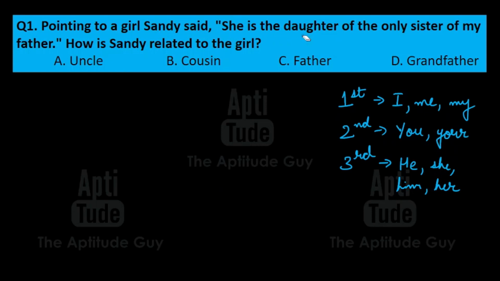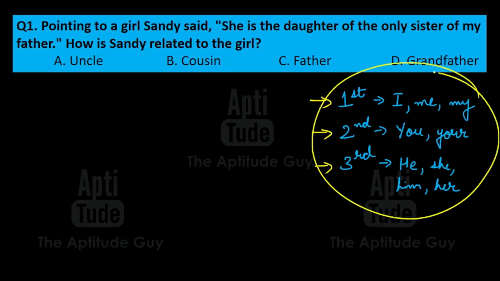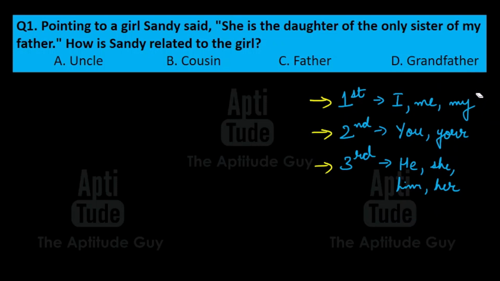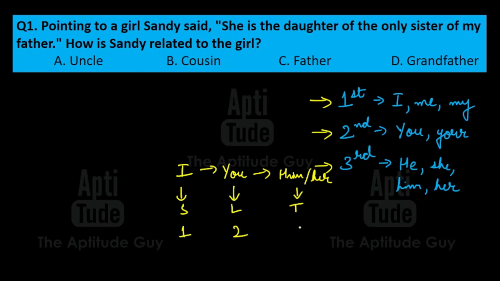Pointing to a girl, Sandy said, she is the daughter of the only sister of my father. All right. Now, how do you know how to segregate between the first person, second person, and third person? Even in English grammar, what was the logic behind this segregation? If you have never thought about it, now is the chance to learn about it. Always remember, I am talking to you about him or her. So, what is it? I, the speaker, am talking to you, the listener, about him, the topic, third person. Okay, so this is the first person, this is the second person, this is the third person.